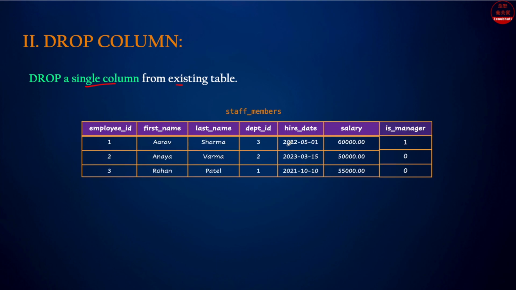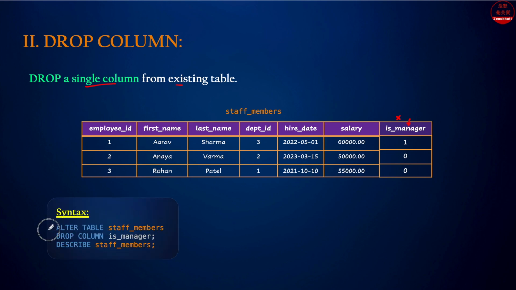Here we are going to study the DROP COLUMN command. Drop column drops a single column, removes a single column from your existing table. Let's say this is your table and you want to remove this particular column. How will you do that?